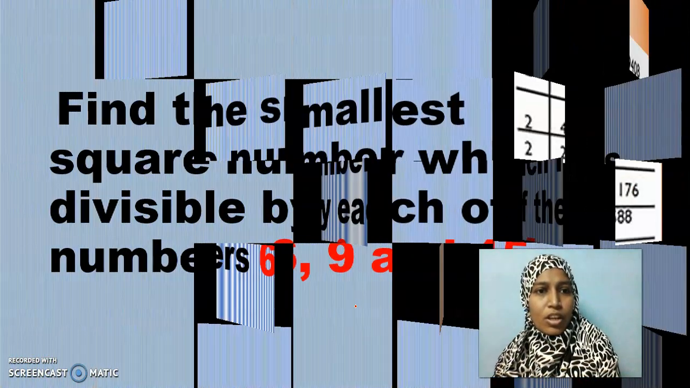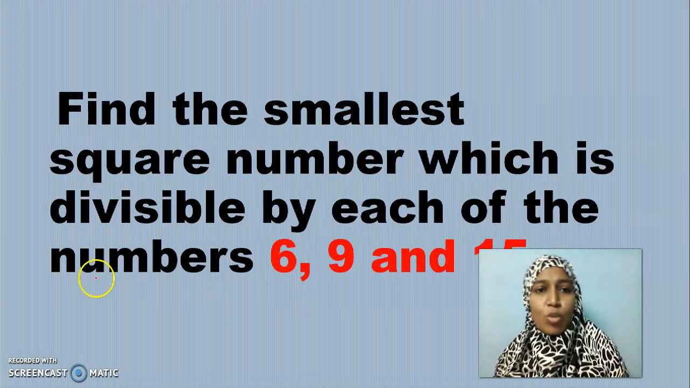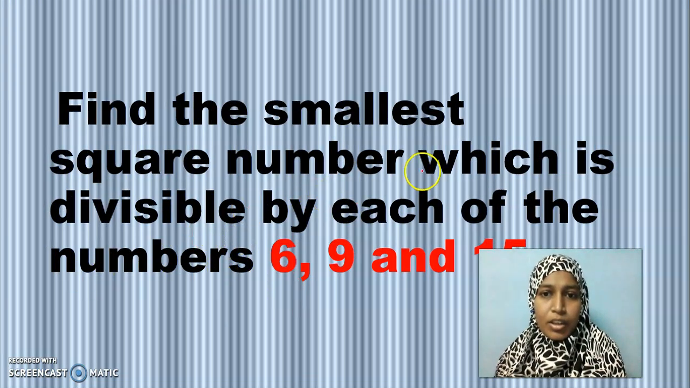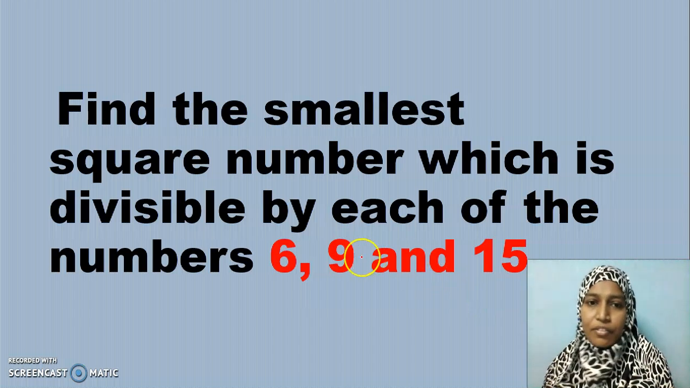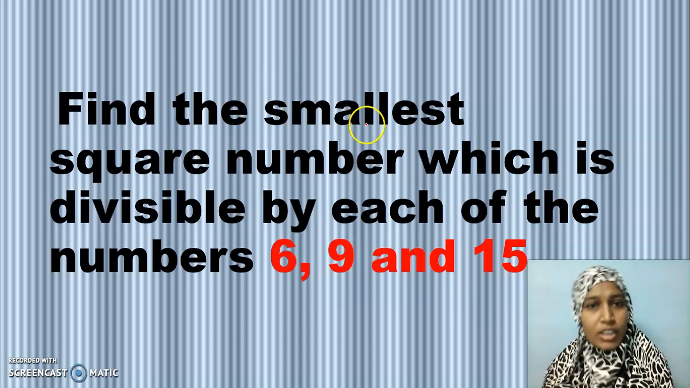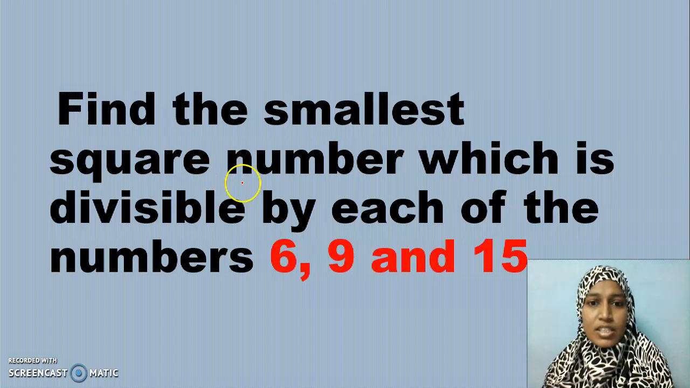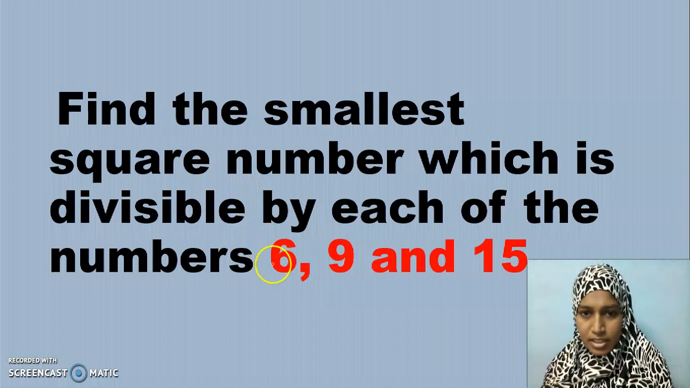Okay, now let us get into one more problem. Find the smallest square number which is divisible by each of the numbers 6, 9 and 15. It is 6, 9 and 15. I have to find the smallest number which is divisible by 6. Is 12 divisible by 6? Yes, but it is not divisible by 9 and 15.